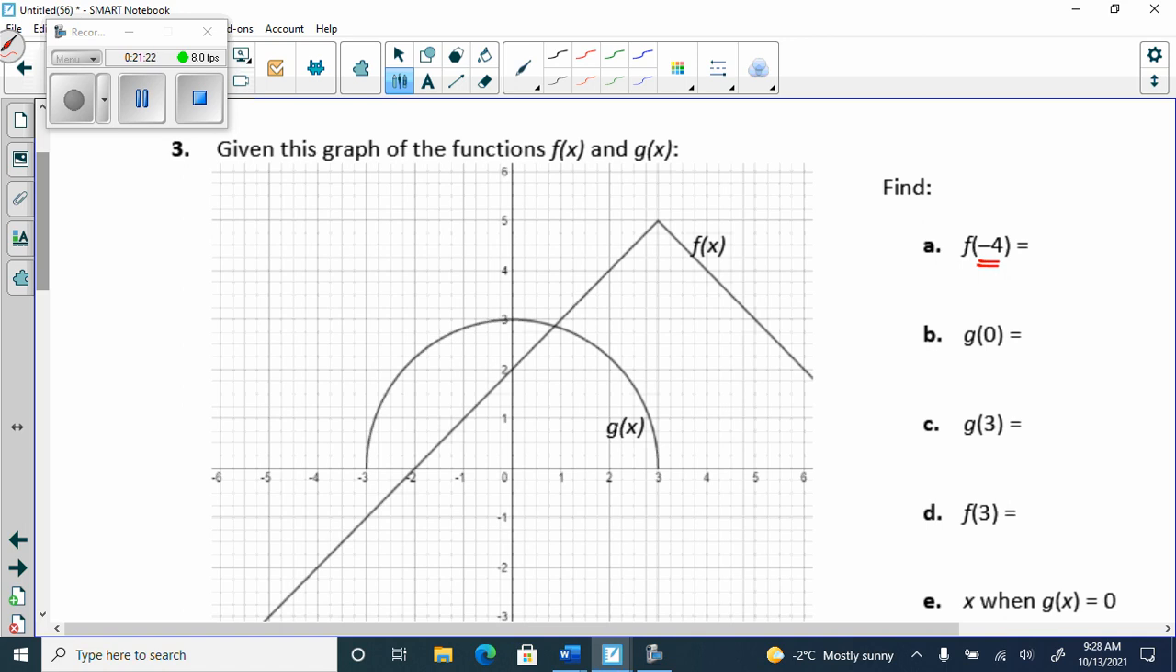When we put more than one graph on a Cartesian plane, right? So I go to negative 4. Here's negative 4, and then I want the f one. So I'm going to follow it down, and it is equal to what? Negative 2. G of 0. So I want where x is 0, but I'm going to follow it to the g graph this time. So what's my answer? 3. You guys answer the next ones.